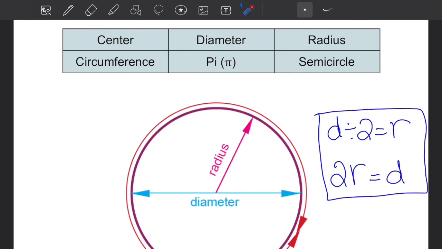The next key word is circumference. A circumference is basically the perimeter of a circle. It's the distance around the circle, just the border, okay? And this is a linear measure because we said it is one dimensional.